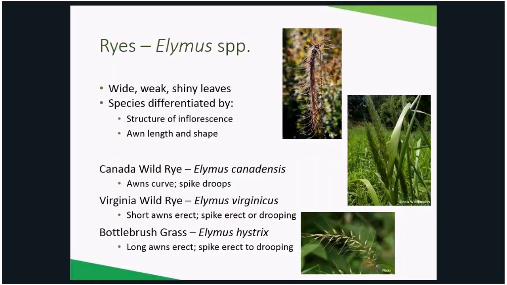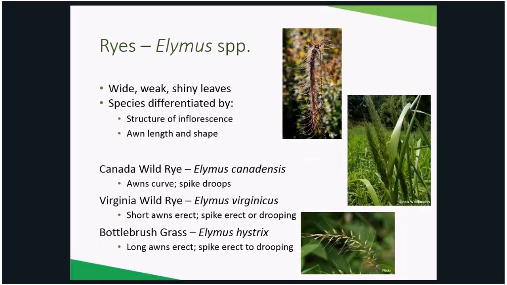Okay, next are the ryes. These are some of my favorite to identify because once you have an inflorescence, they're very easy to tell what you're looking at. So as a group, in general, they have wide, weak, shiny leaves that really don't clue you into what you're looking at. But again, the structure of the inflorescence, which all of them have a spike, but how that spike is held, if it's held up or if it droops down, and then how the awns are arranged help tell you which species you're looking at.